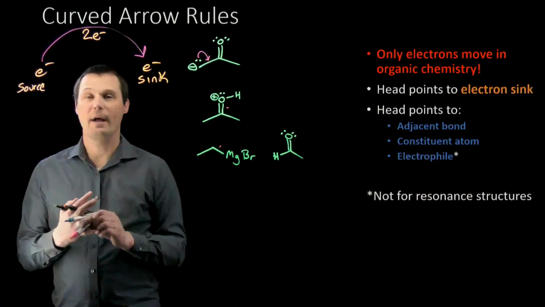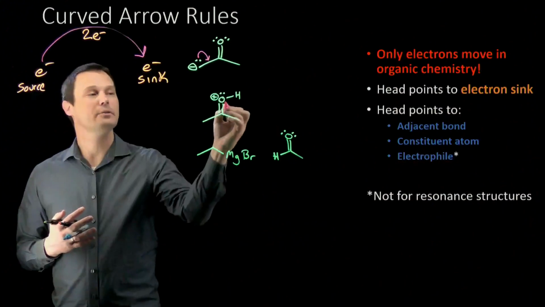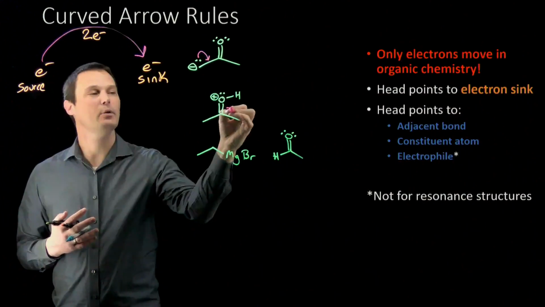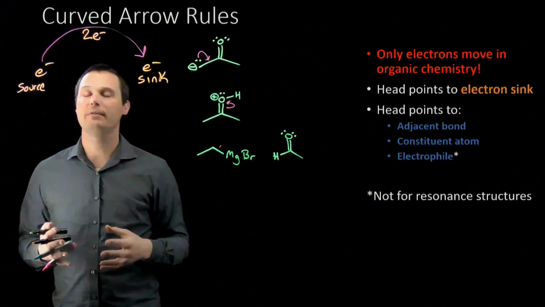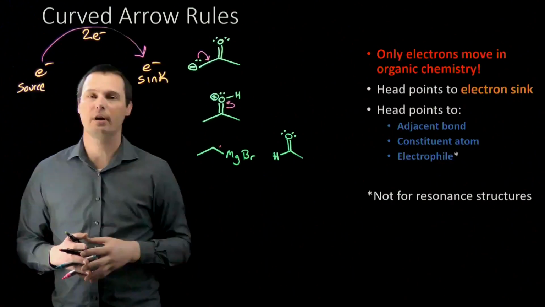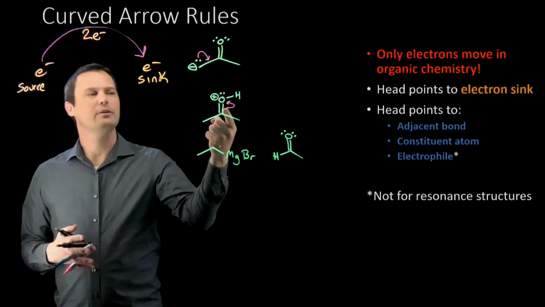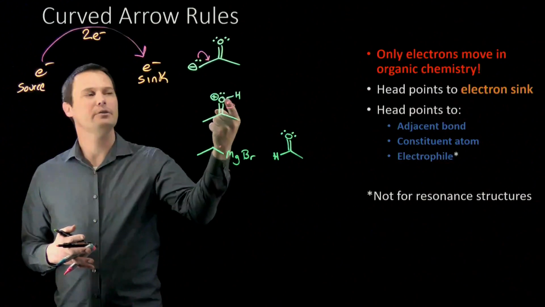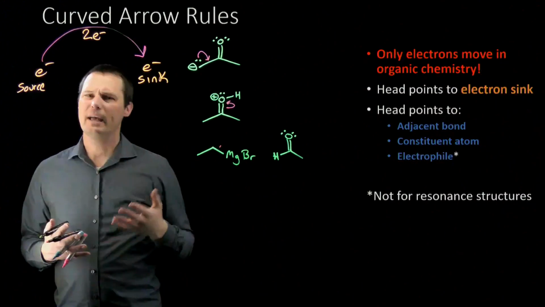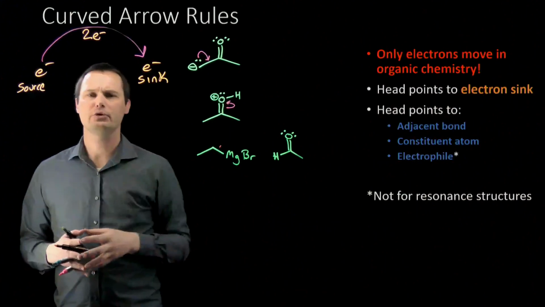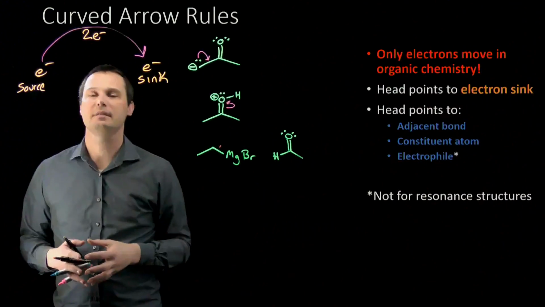We can also point the arrow at a constituent atom. What I mean by that is if we start the lone pair at the pi bond, we can point the arrow at one of the atoms involved in that pi bond, either the oxygen or the carbon. Oxygen is more electronegative than carbon, so it's likely to point to the oxygen, but a valid curved arrow could draw the arrow from the pi bond to one of the constituent atoms. We can't necessarily draw it to any random atom in the structure, but one of the constituent atoms is a valid curved arrow.